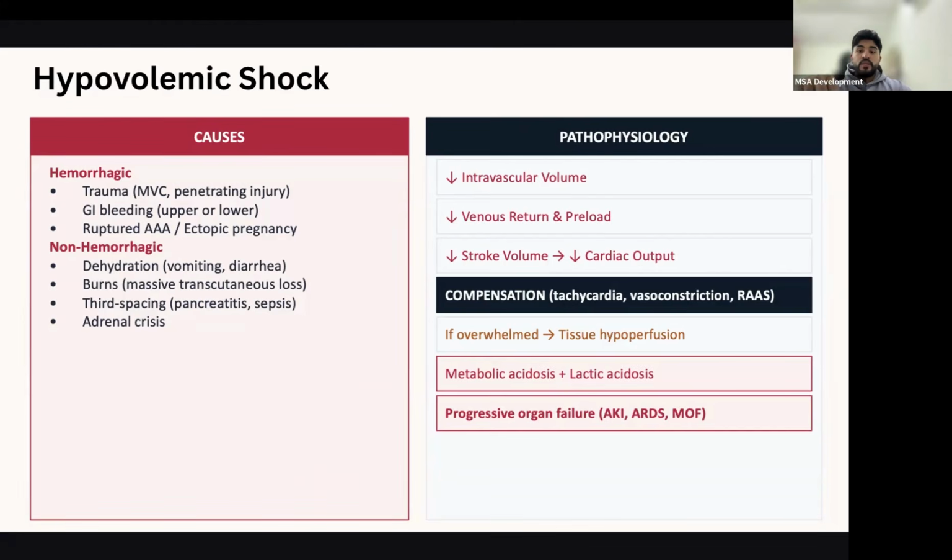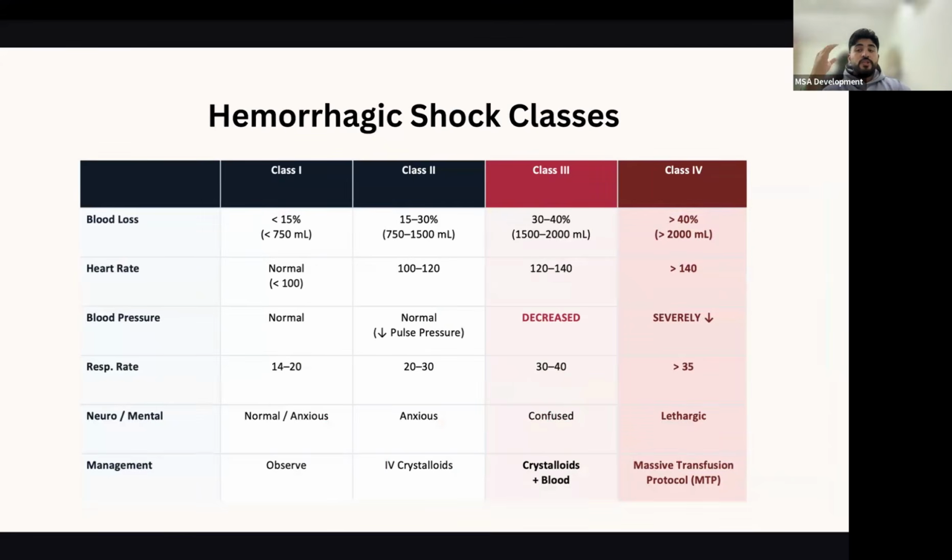So if you test the patient, he's going to have lactic acidosis and metabolic acidosis. And this could lead to progressive organ failure, and it happens really fast. Now, a patient who's bleeding, their hemorrhagic shock is divided into 4 classes, and it depends on how much blood they lose. So the first class, usually it's just less than 15% of their blood volume. They'll have normal heart rate, their blood pressure is normal, respiratory rate is normal, neuro examination is normal, and we just observe, right? We just observe and see what happens.